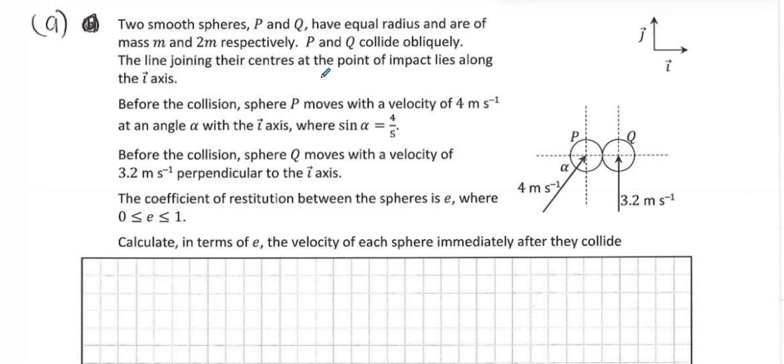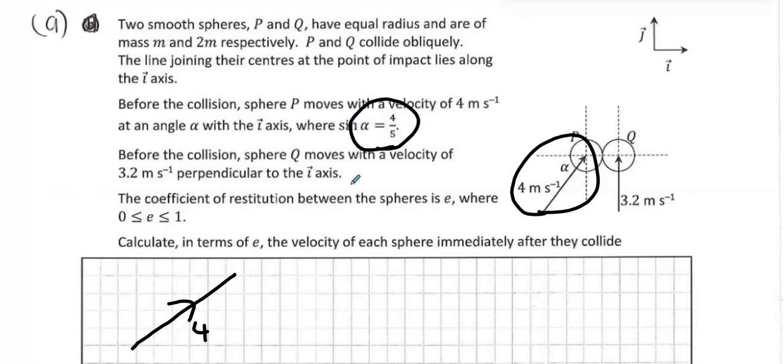Now, two smooth spheres P and Q have equal radiuses and are mass m and 2m respectively. They collide obliquely, alright? So what got most people in this was the 4. You didn't break it up into its components. So the 4 is going up in this direction here. But you're told about the angle, aren't you? You're told that it's angle A, with sine A of 4 over 5.